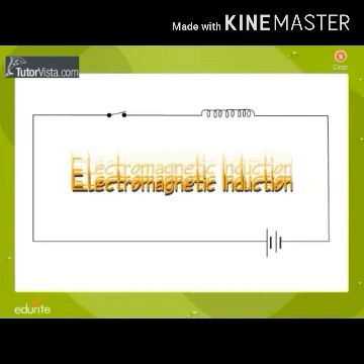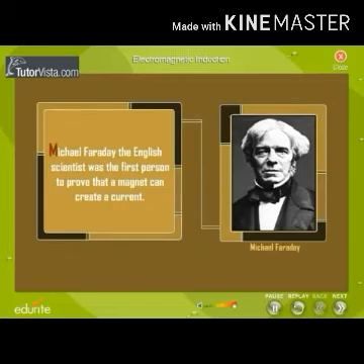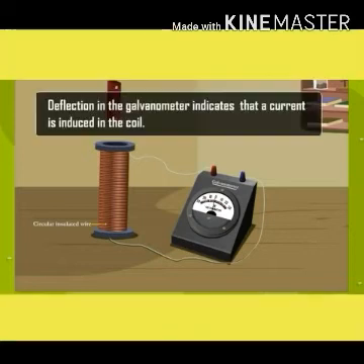Let's study electromagnetic induction. Can a magnet produce electricity? Let's explore this. Michael Faraday, the English scientist, was the first person to prove that a magnet can create current. To test this, he moved a magnet towards and away from a coil of wire connected to a galvanometer. He observed that there was a deflection in the galvanometer, which indicates that a current is induced in the coil.